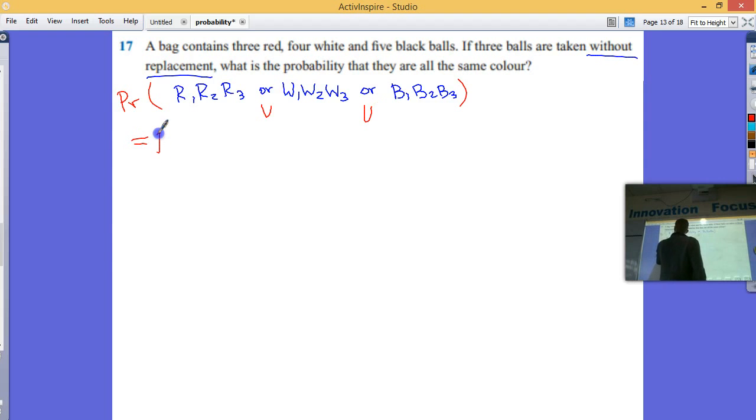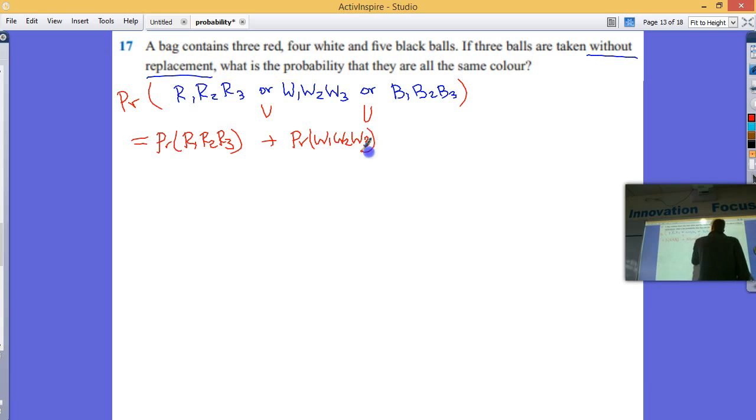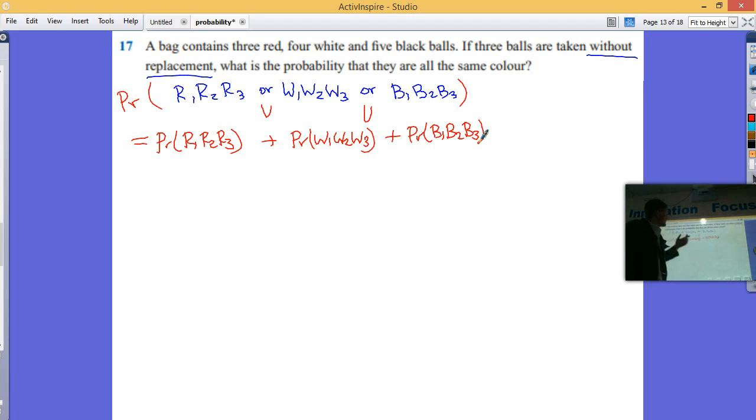So this would be the same as probability of red 1, red 2, red 3 plus probability of white 1, white 2, white 3 plus probability of B1, B2 and B3. Black balls. Okay, so we are interested in working out each separately, and given the fact that they are conditional to each other, we have to think about the problem logically. As we take one ball out, how many are left in the sample space?